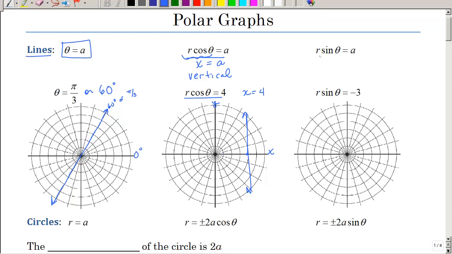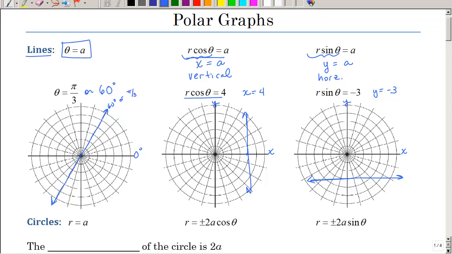So here we have r sine theta equals a, and again that relationship is y. You should remember that this is always a horizontal line. So here we have y equals negative 3, and again if you think about that as x and y, we would come down here on the y-axis 1, 2, 3 to negative 3, and you would have your horizontal line.